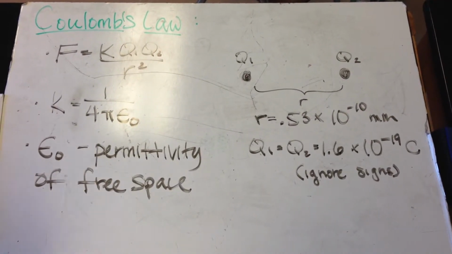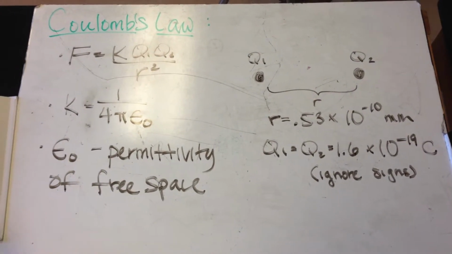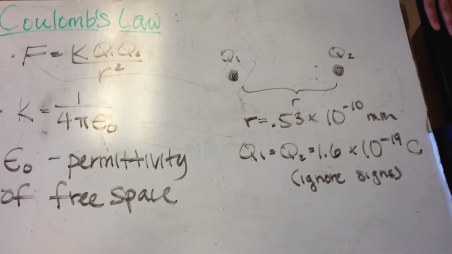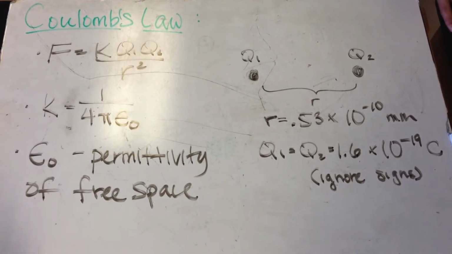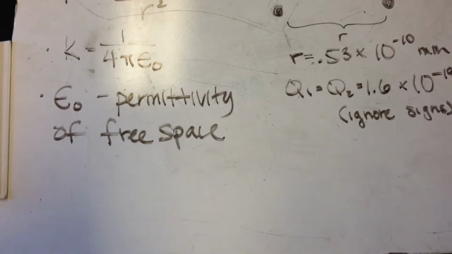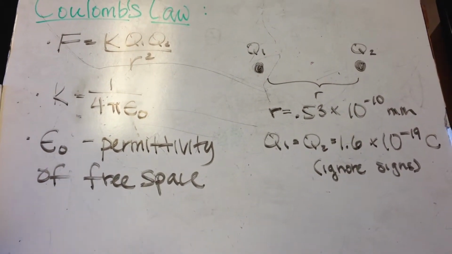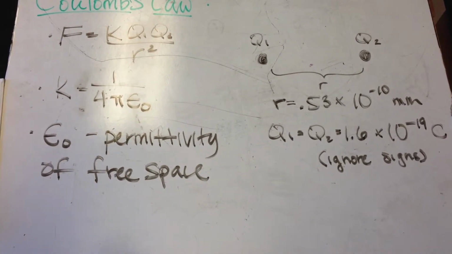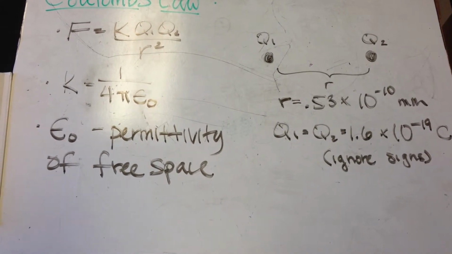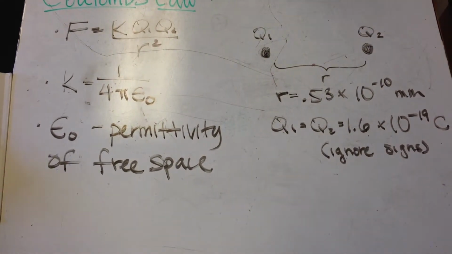Okay, so first, Coulomb's law. We use this to find the force which electric charges exert on each other. The formula for this is F equals kQ1Q2 over r squared, where Q1 and Q2 are the charges, r is the distance between the charges, and k is a constant. The k constant can also be expressed as 1 over 4 pi epsilon naught, where epsilon naught is the permittivity of free space. You can get these values on the chart that we get, so I'm not going to write them down.